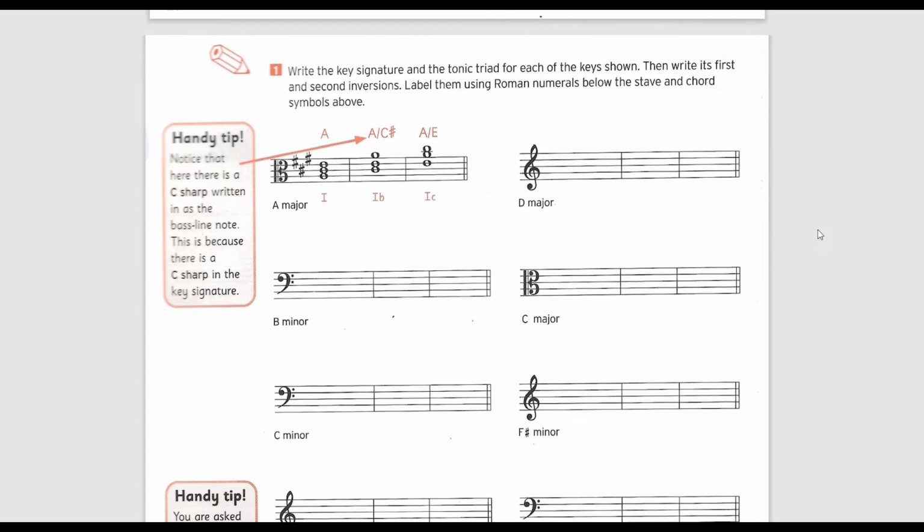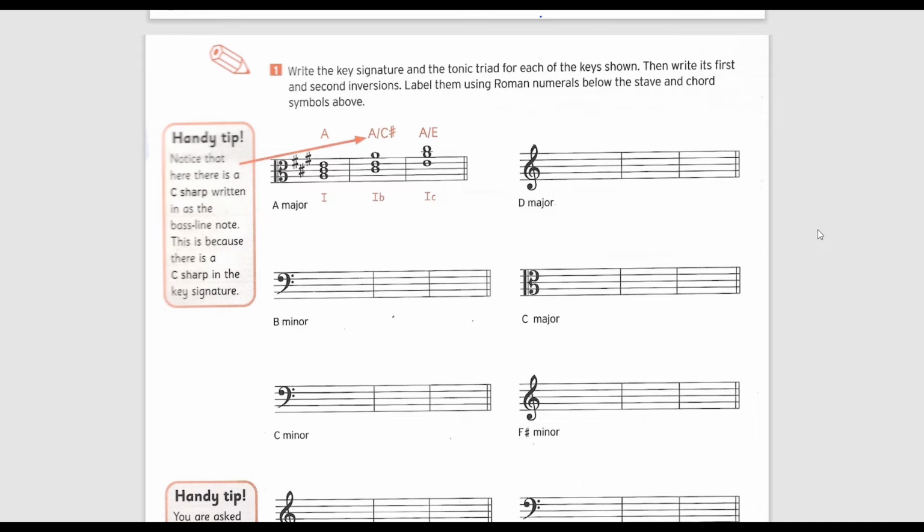So the first question you can see is, write the key signature and the tonic triad for each of the keys shown. Then write its first and second inversion. Label them using Roman numerals below the stave and chord symbols above. So we have to write all the key signatures, then write the chords in root position, first and second inversion, then label them with the chord symbol and the Roman numeral.